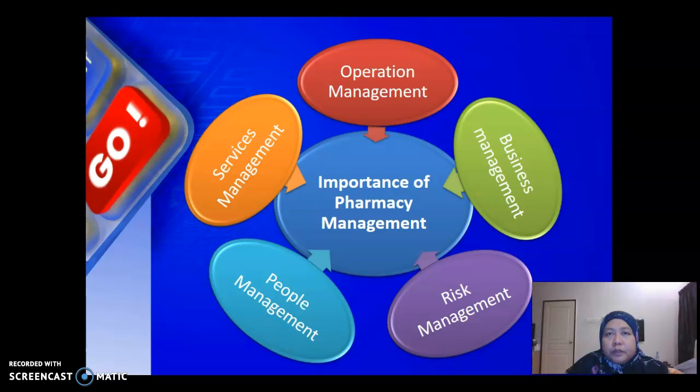the dispensing process, the receiving of prescription, and also stock management. Okay, that is considered under operational, which also includes ensuring the processes are done correctly and smoothly.